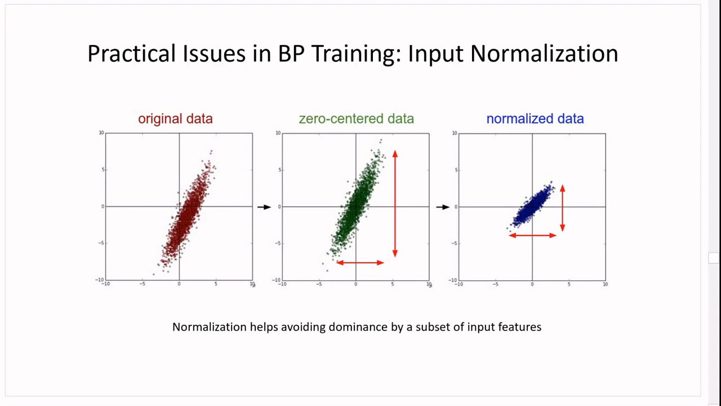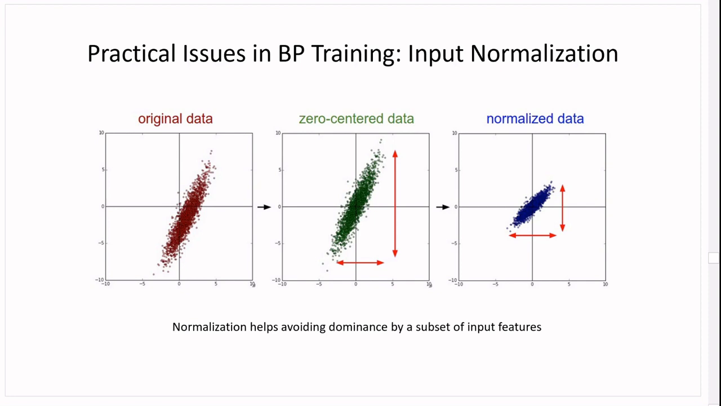Number one is that normalization of the data helps avoid dominance by a subset of input features. For example, if some features have very high values and some have very low values, chances are the features with high values will tend to dominate the calculations. And that will not help moving towards the minimum in an easy fashion. So generally what people like to do is to normalize the data.